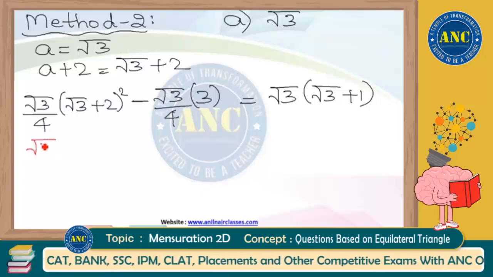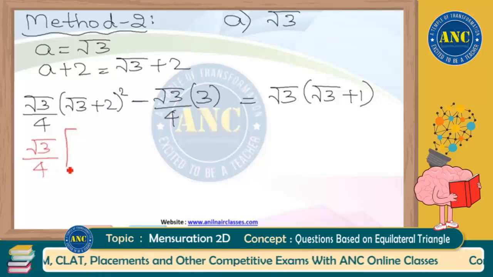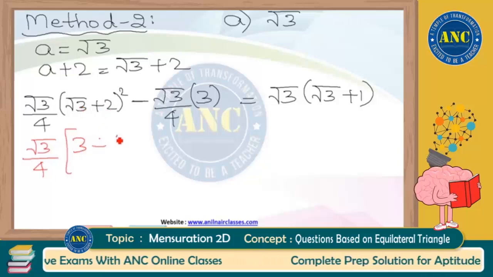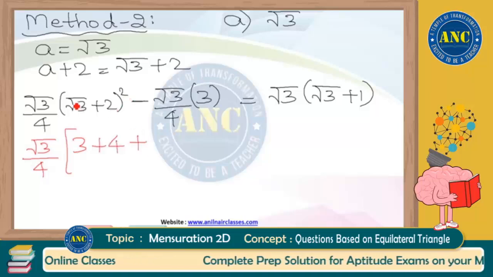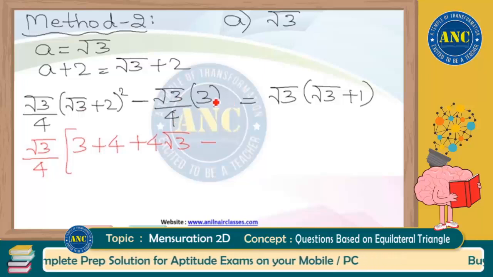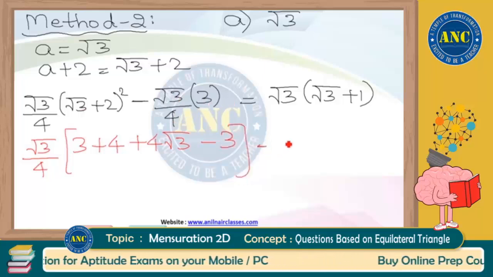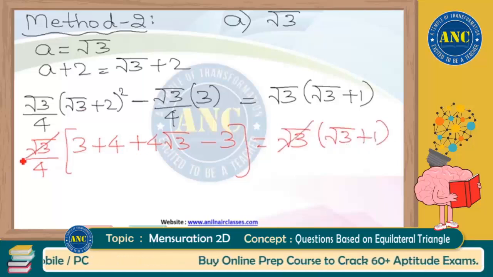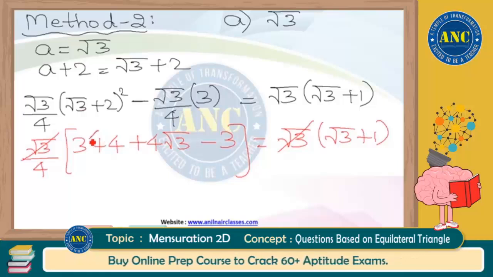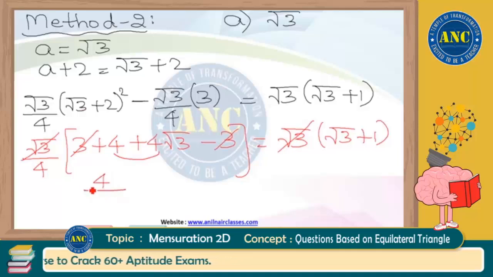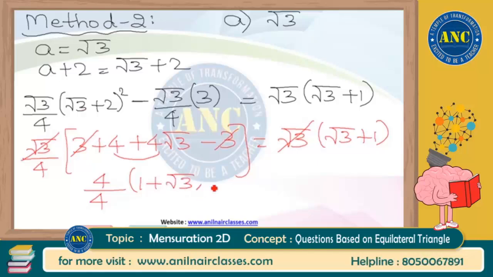Can I say that root 3 by 4, if I take common factor, this will be (a plus b) whole square. A square is 3, b square is 4, plus 2 into 2 into root 3, it is 4 root 3, minus 3. Here also root 3 by 4 common factor, remaining is 3 here. Here it is root 3 times of (root 3 plus 1). Root 3 cancels with root 3, and can I also say 4 cancels with 4? It is 4 plus 4 root 3. 4 common. So it is 1 plus root 3 inside the bracket.